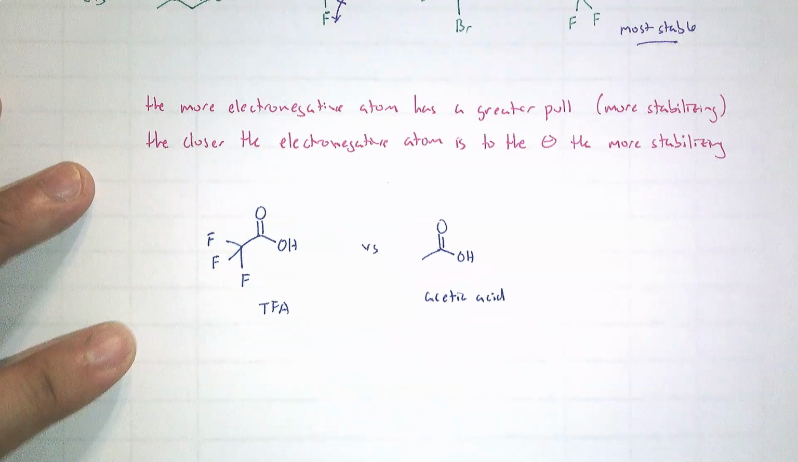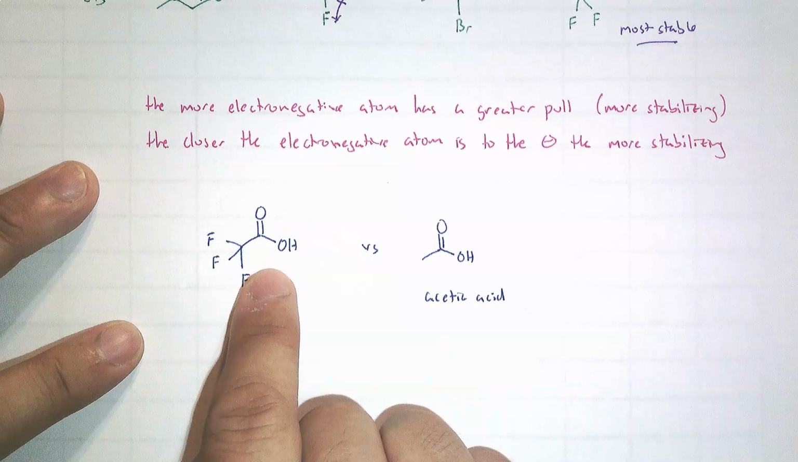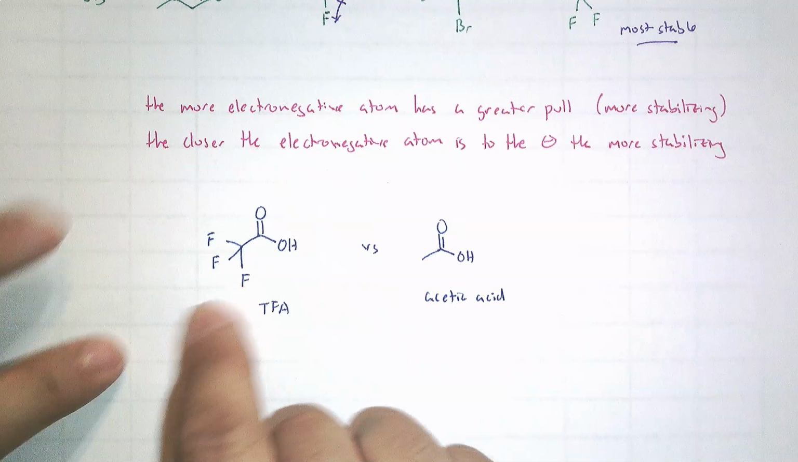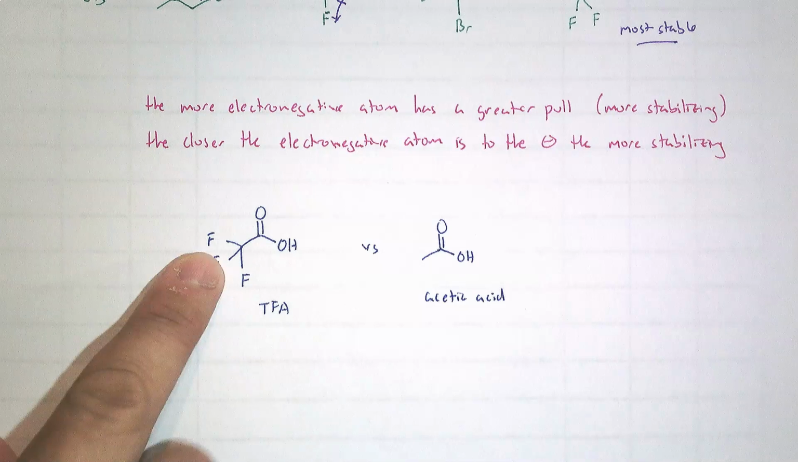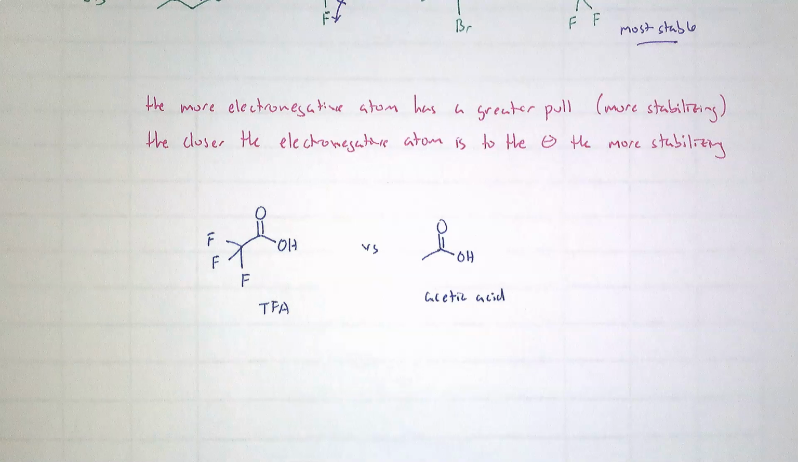These fluorines are pulling hard. You have three of them. This is so much more acidic than acetic acid due to the three fluorines. And you could play the game. You could put 3 chlorines or 3 bromines. You know that fluorine is the most electronegative atom on the periodic table.